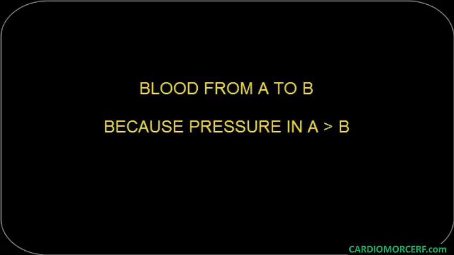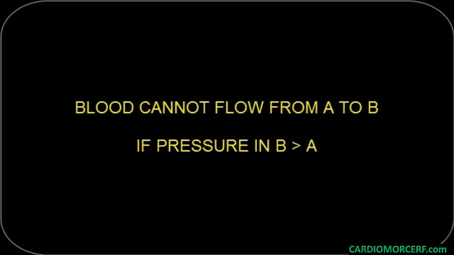Let me ask you some questions. Just answer right or wrong. First, the blood flows from point A to point B because the pressure in A is greater than B. Is it right or wrong? I believe most of you will say it's right. Now, the blood cannot flow from A to B if the pressure in B is greater than A. Right or wrong? I believe most of you will say it's right.